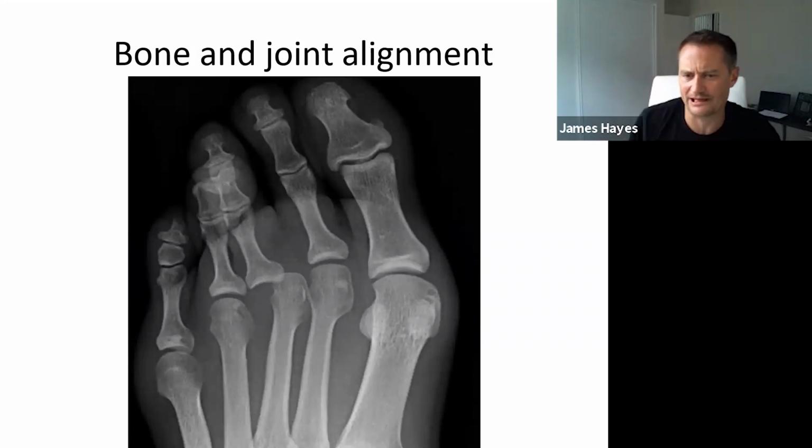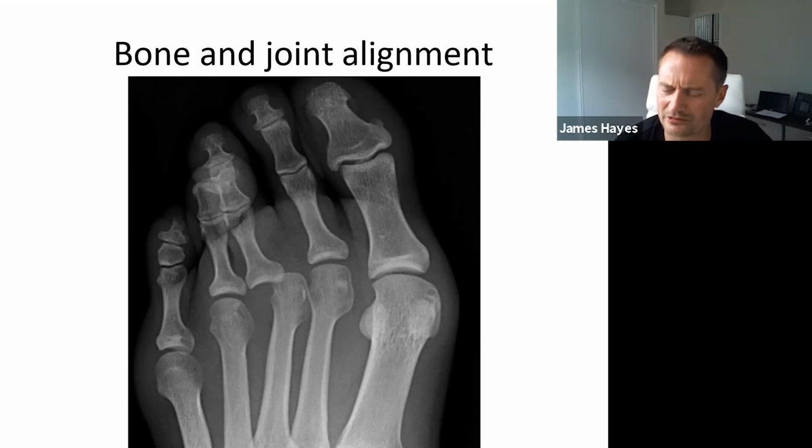And the reason I like this is because there's so many bones here. Okay, so we've got a foot here, a person that is presented with pain, and you've got to look along each joint space and around each cortical outline, and then look at the trabecular pattern. So we're just looking at the great toe at the moment.